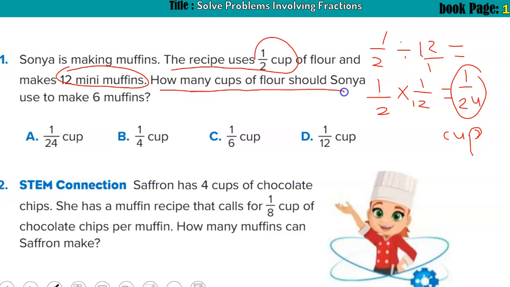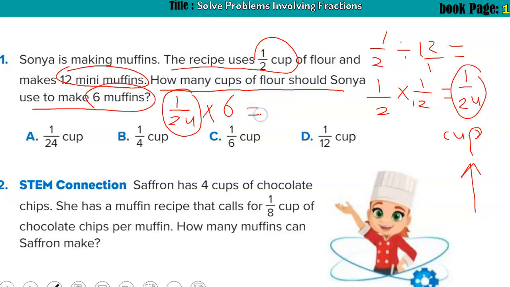How many cups of flour should Sonia use to make 6 muffins? This answer is for 1 muffin, but now you need to repeat it 6 times for 6 muffins. So what is the last quotient we reached? 1 over 24 times 6, because 1 over 24 is for 1 muffin. Now, how much flour do you need to make 6 muffins? So multiply 6 times 1 equals 6 over 24. So simplify, divide by 6, and here divide by 6. It will be 1 over 4.